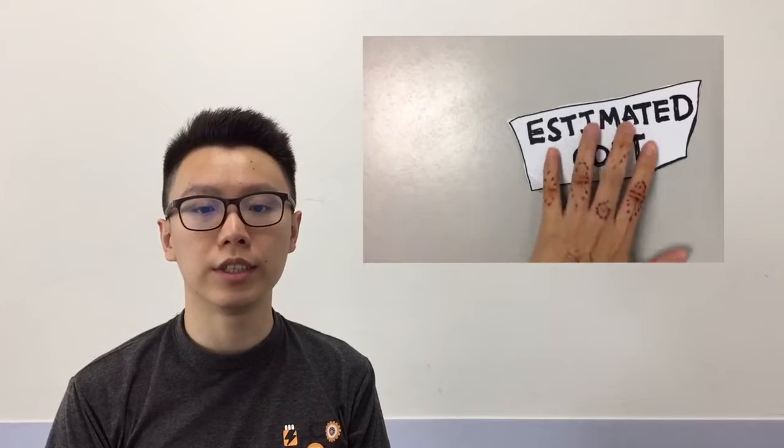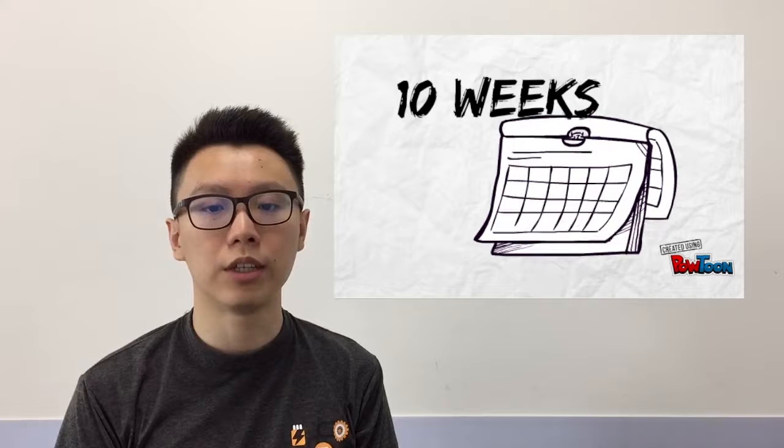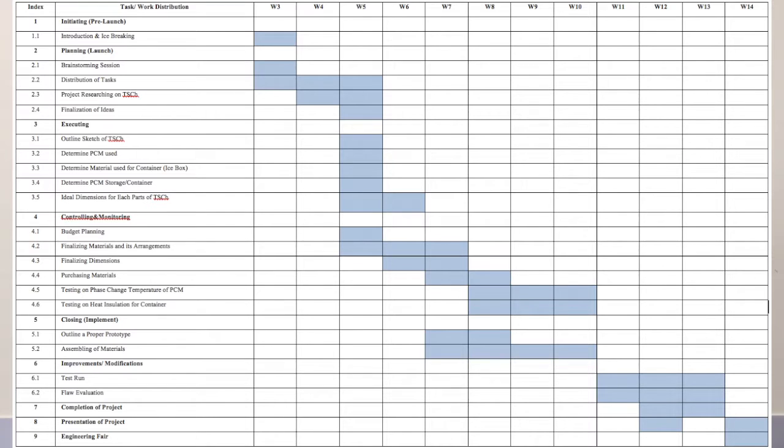The estimated cost is 92 ringgit, which includes a water pump, a 15 cm3 icebox, the PCM, which is acetic acid, and a 5 1/2-inch copper tube and rubber tube. The estimated duration for this project is about 10 weeks. Then, a Gantt chart is used to ensure that the project is carried out in a well-organized, timely manner.